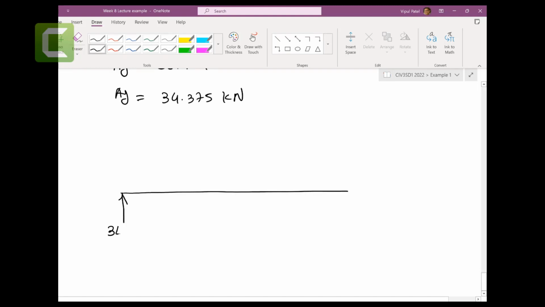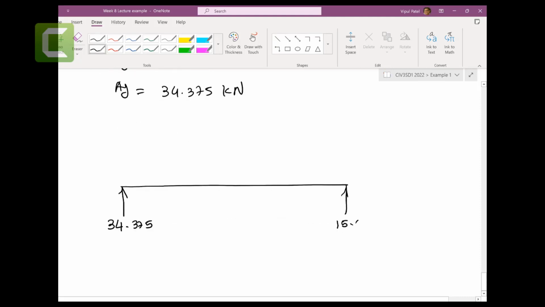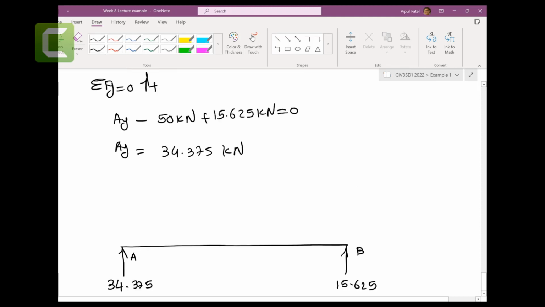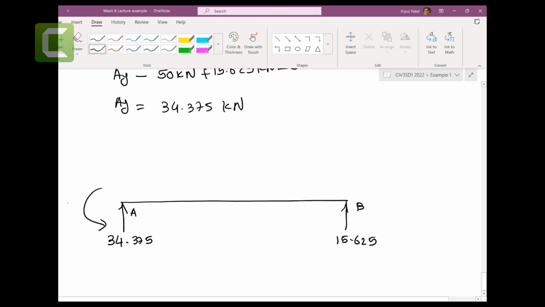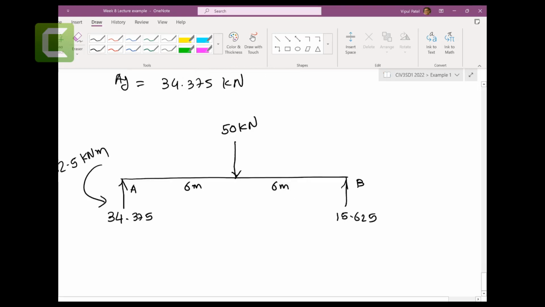So you got this 34.375, you got this 15.625, point A, point B, and the moment is 112.5 kilonewton meters. And you have 50 kilonewtons here. And that is 6 meters, and that is 6 meters.